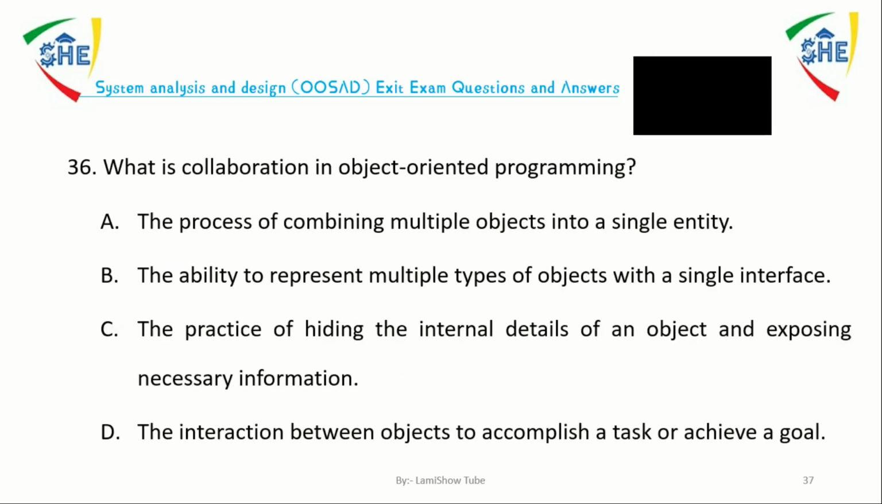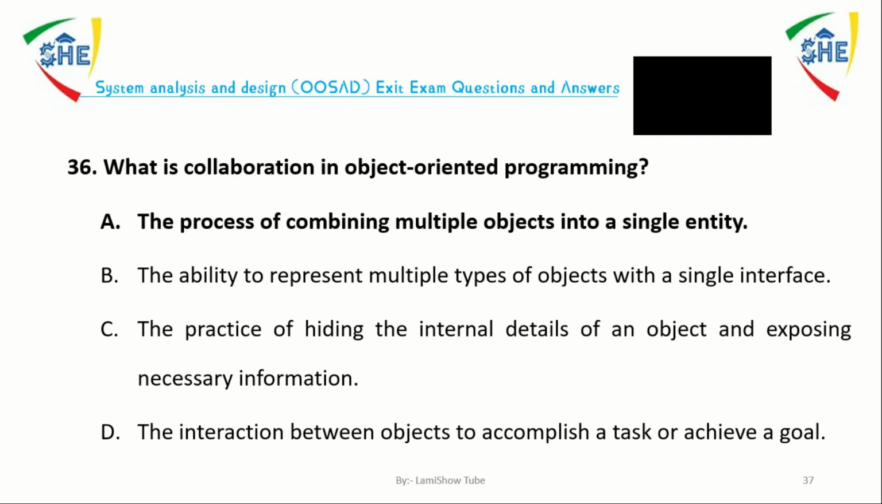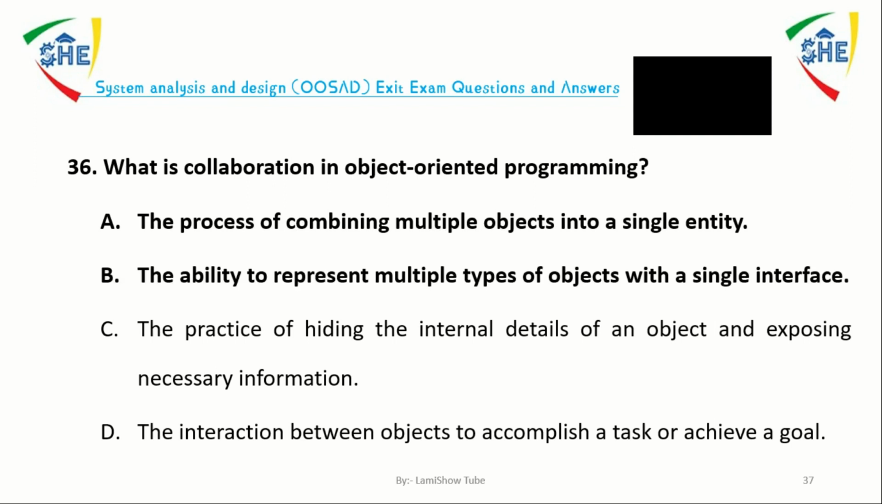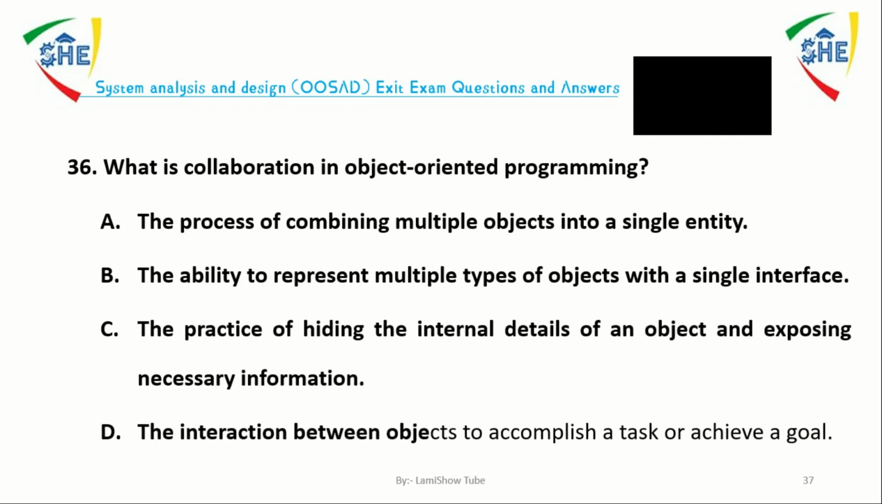Question number 36. What is collaboration in object-oriented programming? A. The process of combining multiple objects into single entity. B. The ability to represent multiple types of objects with a single interface. C. A practice of hiding the internal details of an object and exposing necessary information. D. The interaction between objects to accomplish task or achieve a goal.